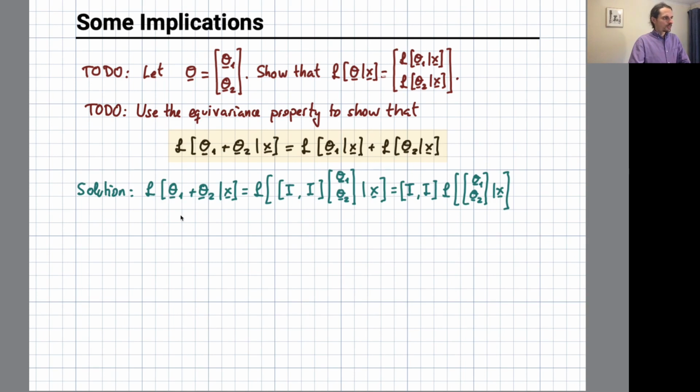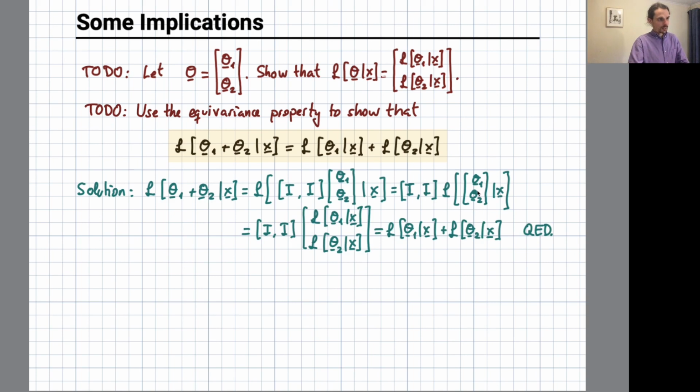Okay, so this is the solution. We can express the sum of these two vectors as this matrix times this vector. Okay, that is obvious. And now, if we just apply the equivariance property, this matrix comes out, right? And one can now use what we have seen here to write this LMMSE estimator in this way. And one just needs to now multiply this matrix and this column vector to obtain this, which completes the proof.